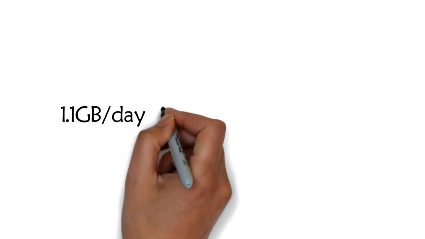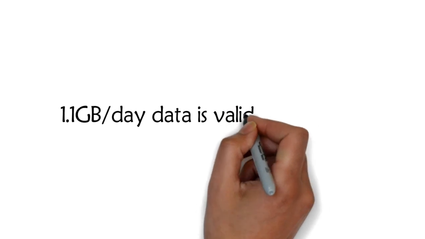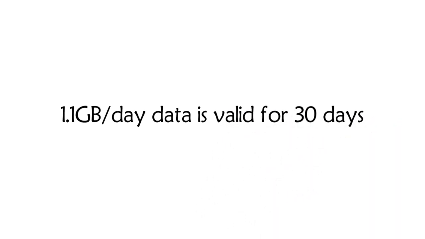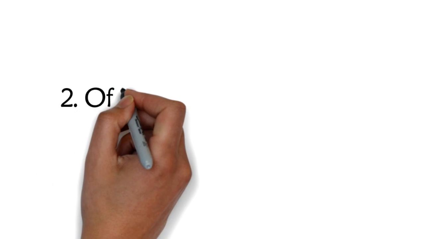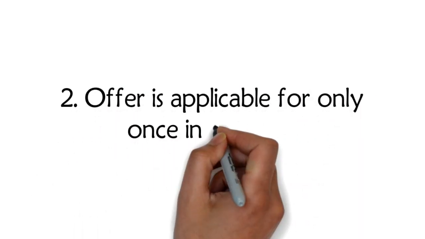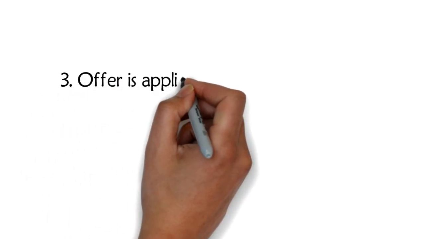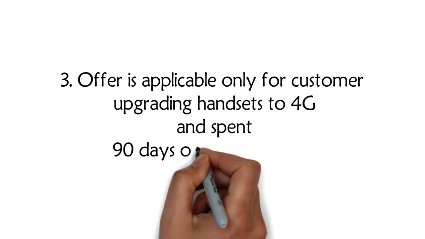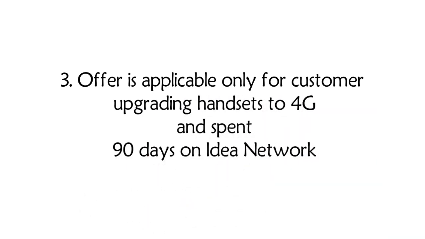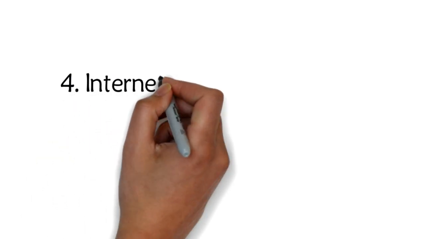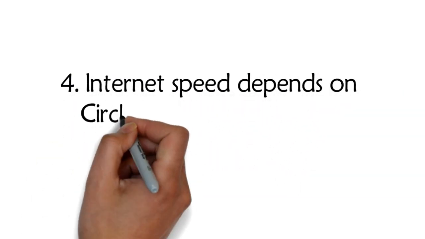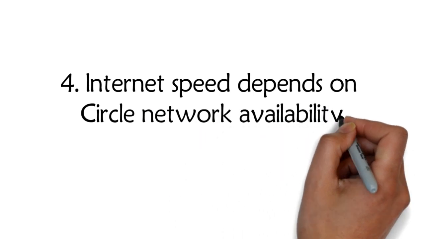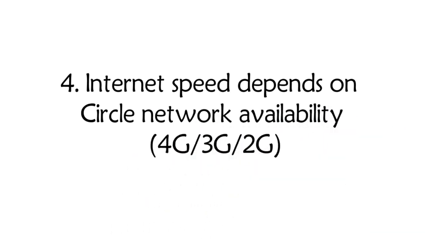Terms and conditions. 1. 1 gigabyte/day data is valid for 30 days. 2. Offer is applicable only once in a lifetime. 3. Offer is applicable only for customers upgrading handsets to 4G and who have spent 90 days on the Idea network. 4. Internet speed depends on circle network availability, 4G/3G/2G.